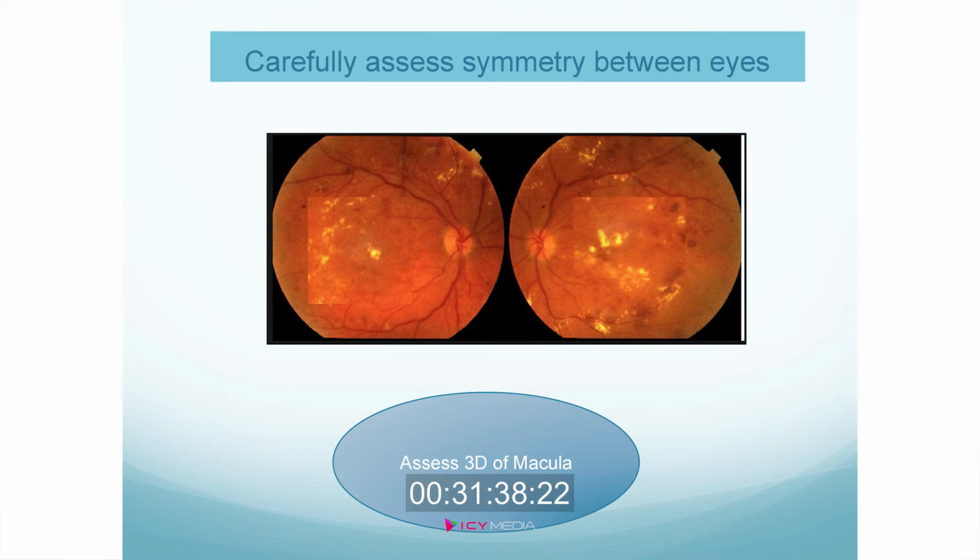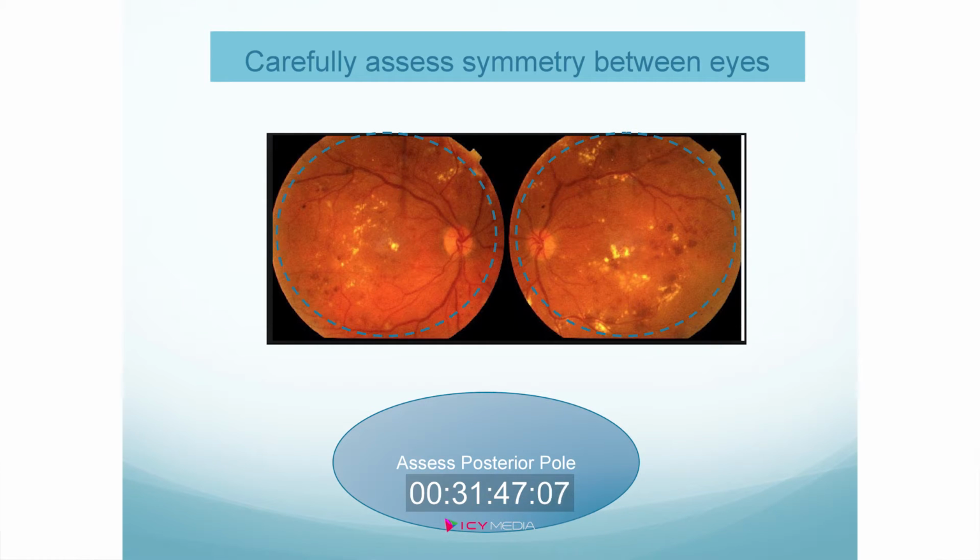Perhaps there's a carotid artery problem. Perhaps it's not a systemic condition. Maybe it's something that mimics a systemic condition, okay? So we look at each part of the photo. We look at the nerves, we look at the macula, and we look overall at the pole. And we want to assess, again, the symmetry of the condition, okay?